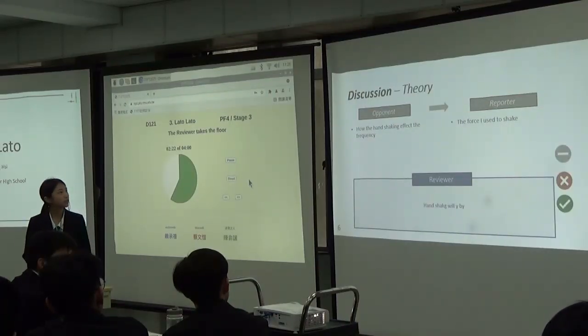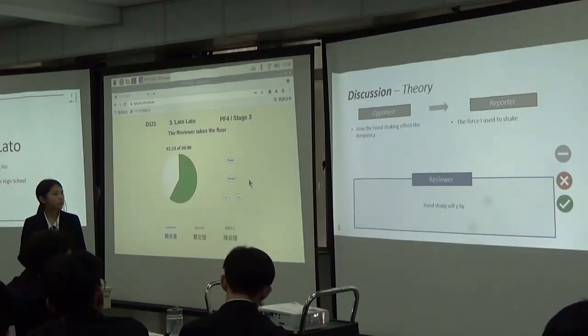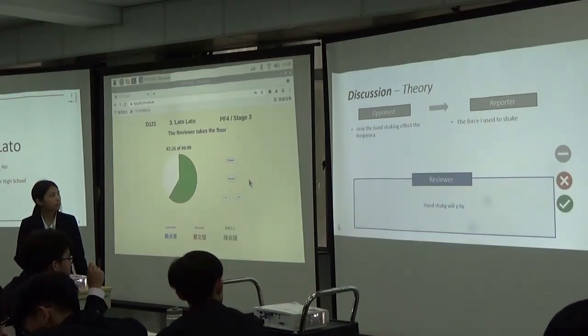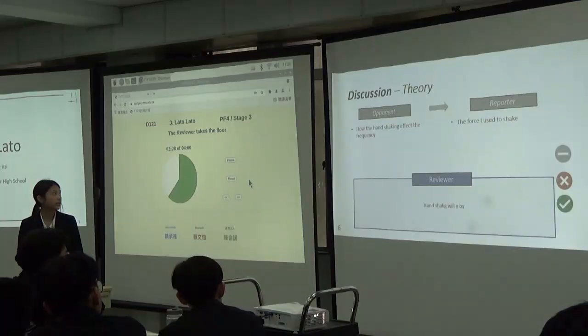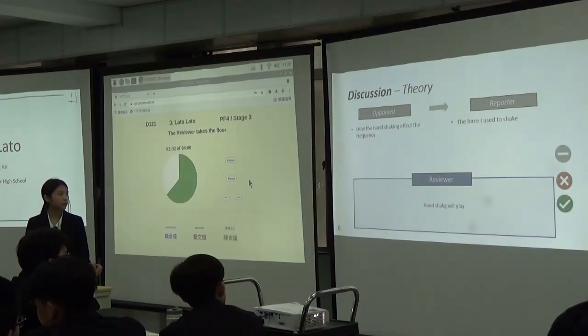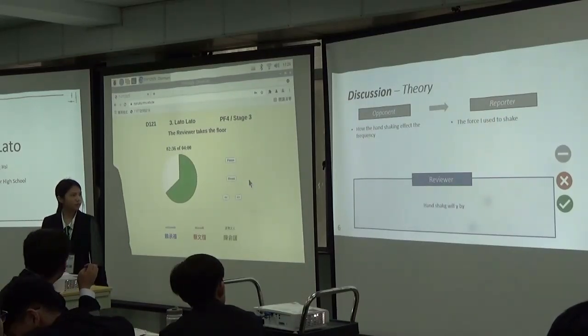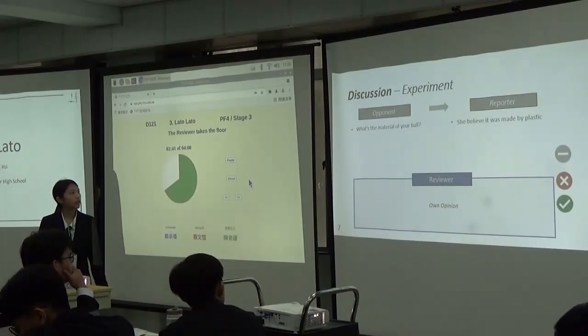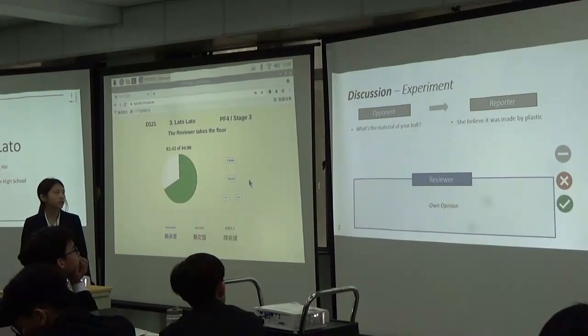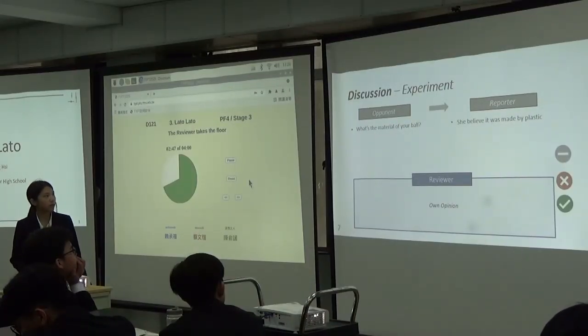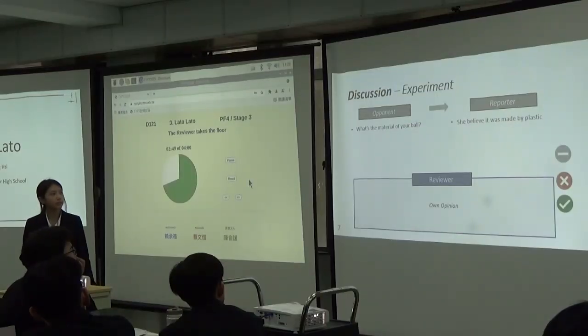And we had a discussion in which the opponent asked the reporter how the hand shaking impacts the frequency. The reporter said the force is used to shake, and I think the handshake will affect it. And the opponent also asked what the material of the reporter's ball is. She believes that it was made of plastic.